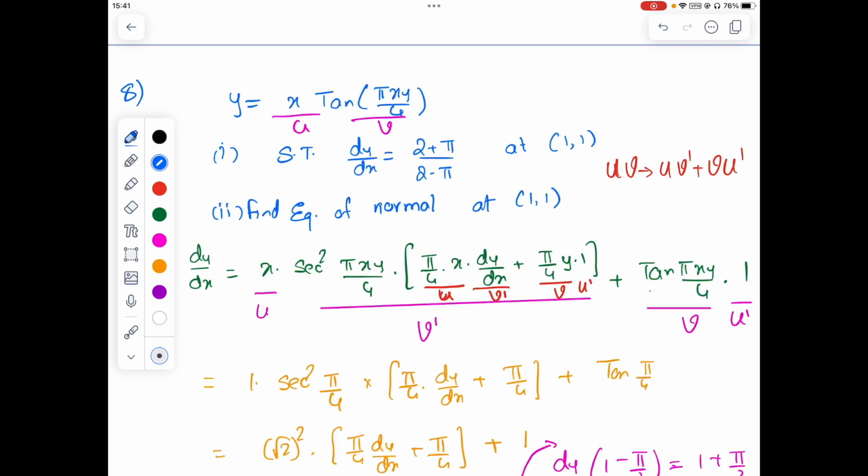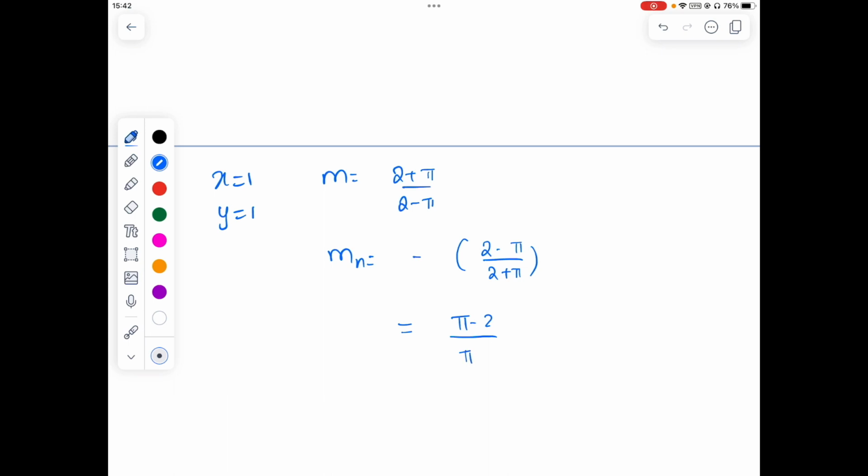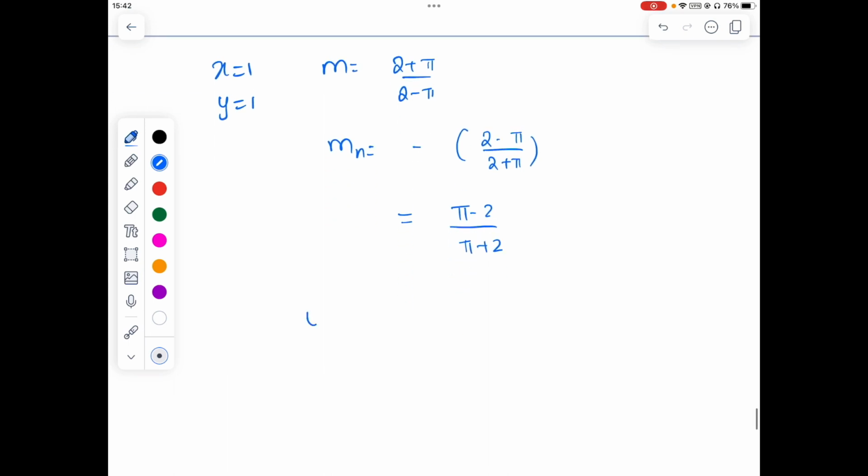For part 2, find the equation of the normal at 1 comma 1. So we know x equals 1, y equals 1, and the gradient is 2 plus pi upon 2 minus pi. This is the gradient of the tangent. So the gradient of the normal will be minus of 2 minus pi divided by 2 plus pi, which becomes pi minus 2 upon pi plus 2. So now the equation: y minus y1 equals pi minus 2 upon pi plus 2 times x minus x1. We can simplify or you can leave it there.